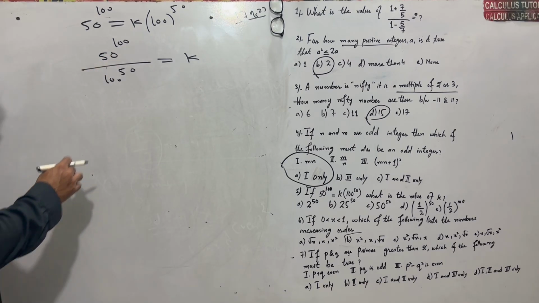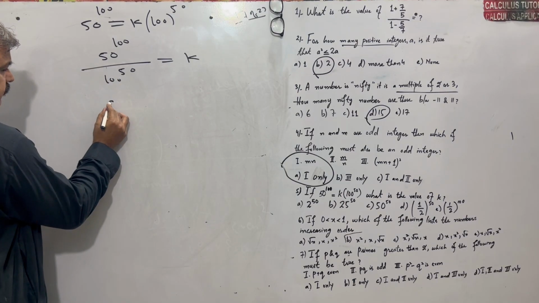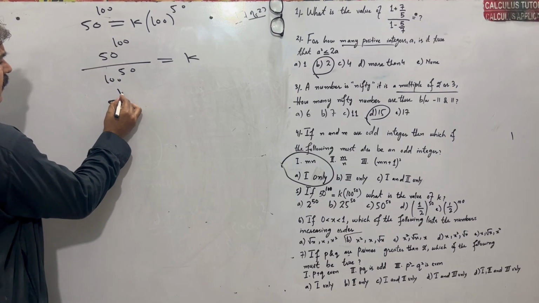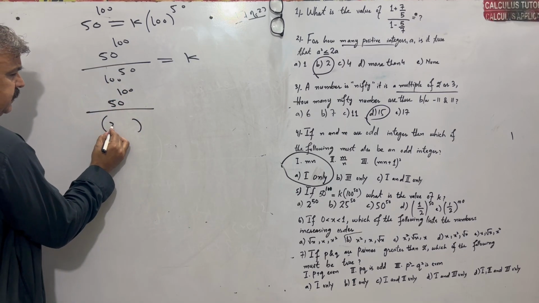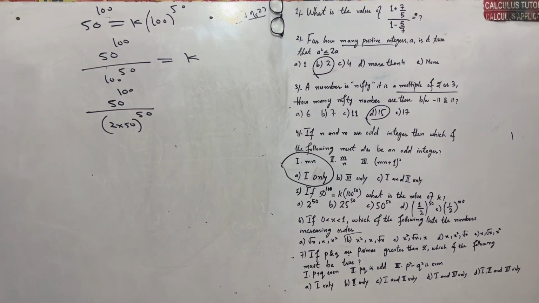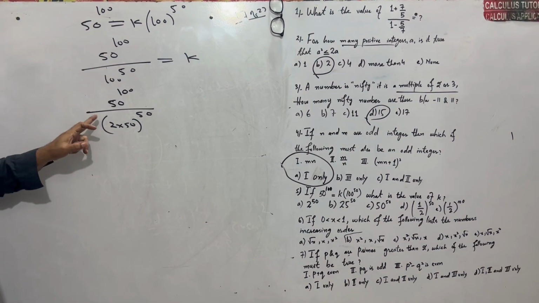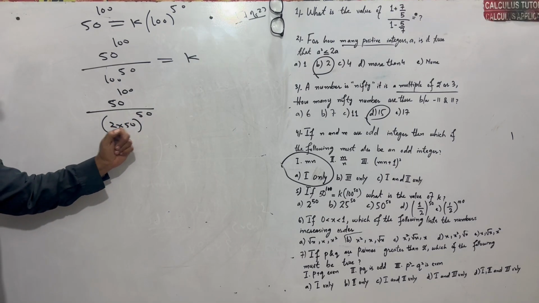So I can manage 100 as 2 times 50. One can write 100 as 2 times 50, raised to 50. The numerator is the same, 50 raised to 100. Instead of 100, I have written 2 times 50 raised to 50.